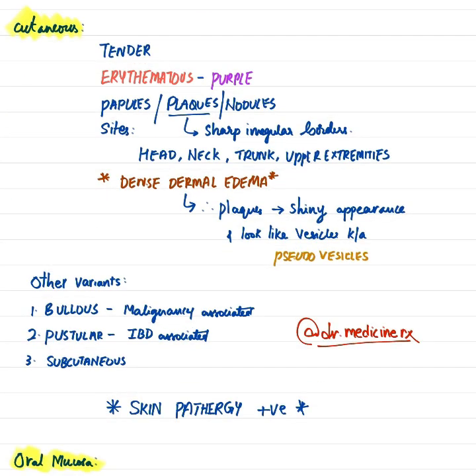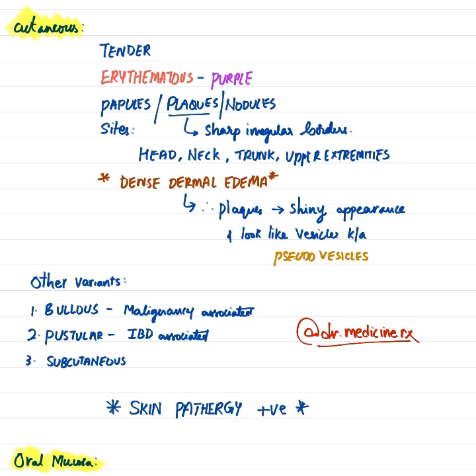Coming to cutaneous features, it is characterized by the occurrence of tender lesions, and these lesions can be erythematous to purple in color. The primary lesions can be papules, plaques, or nodules. These plaques have sharp irregular borders, and the sites commonly affected are the head, neck, trunk, and upper extremities. There is also a dense dermal edema, as a result of which the plaques have a shiny appearance, and they also look like vesicles.